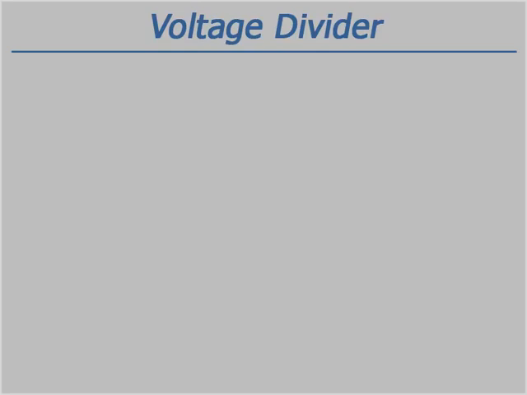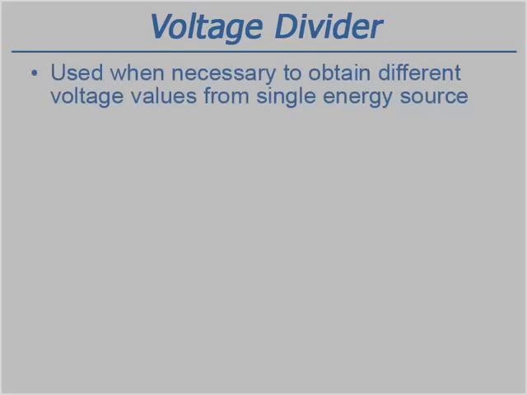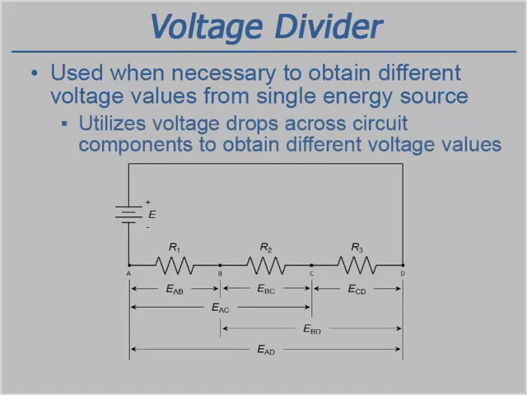A voltage divider, or network, is used when it is necessary to obtain different values of voltage from a single energy source. The voltage divider works by utilizing the voltage drop across the circuit components to obtain different voltage values. This can be very useful when a piece of equipment, such as a TV or VCR, requires different voltages to power different parts of that equipment.